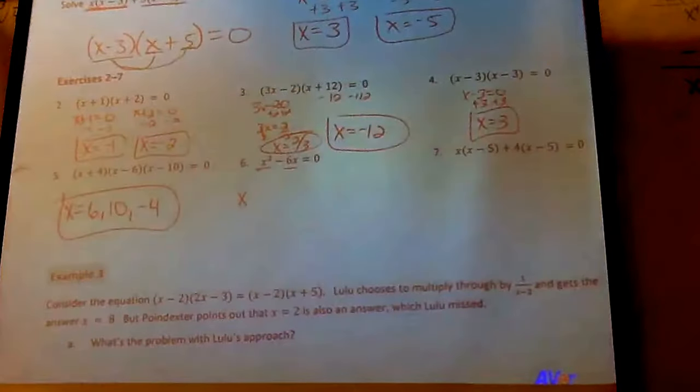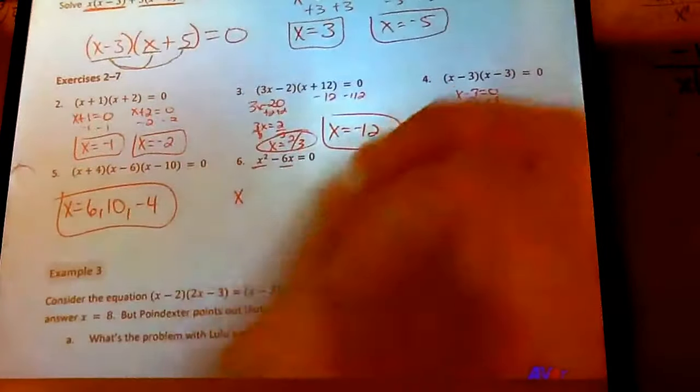Whoa. What happened? Yeah, my whiteness throws off the contrast sometimes.